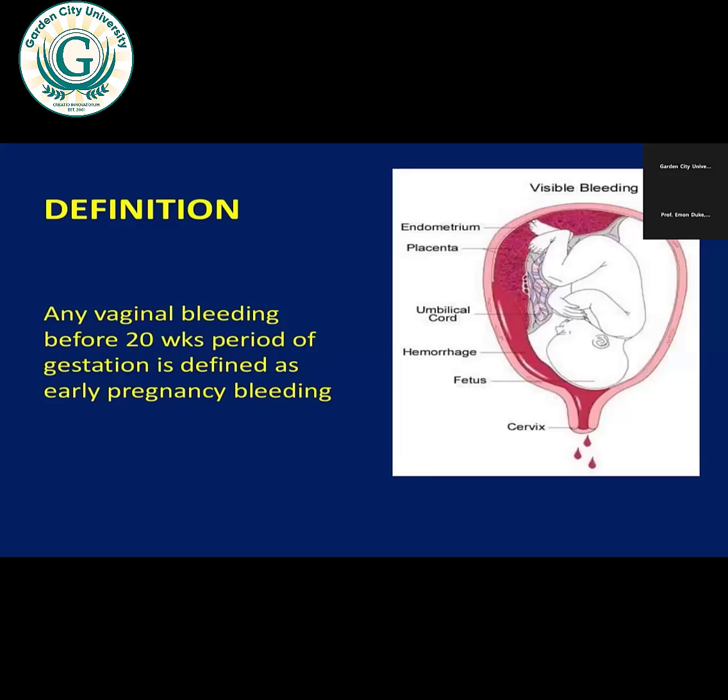Any vaginal bleeding before the 20th week of gestation is defined as bleeding in early pregnancy. Somebody is pregnant and she comes to you. I don't know what you were taught. During our time, we were told before the 28th week, because then it was taught that viability was at the 28th week. But today, many people are saying viability of the fetus is about the 20th week. So that's why we have it.